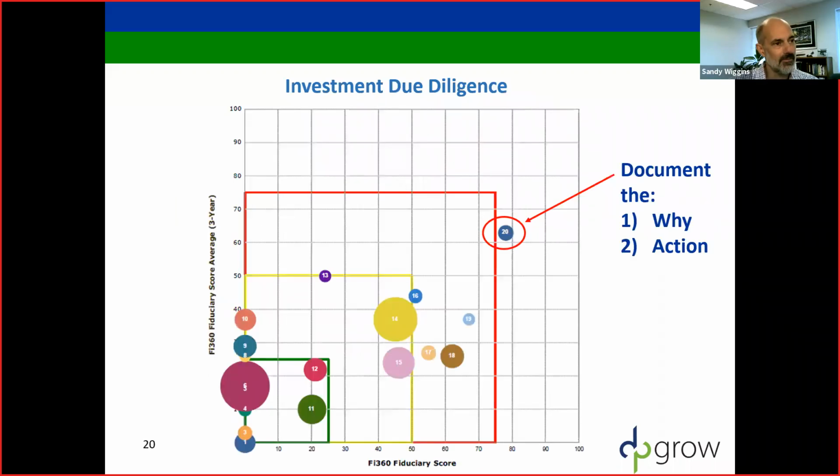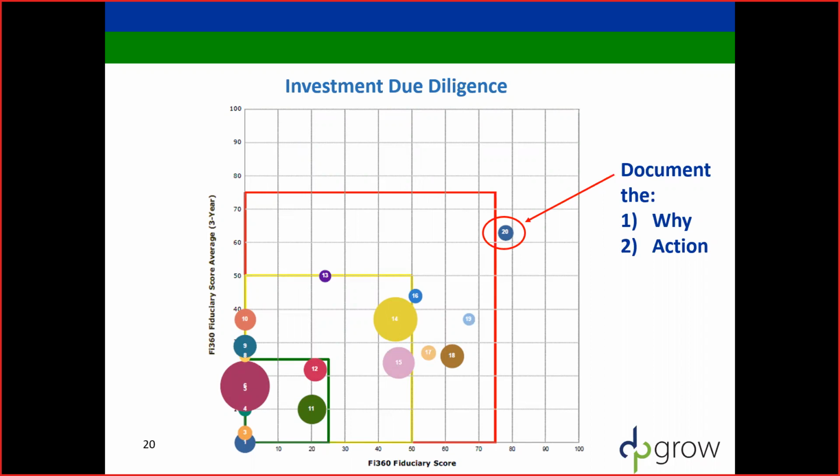Great. Here's an example of an investment due diligence report. And so we run these reports, we give them out to our plan sponsors on a quarterly basis. And this is one of many types of reports that exist out there that gives a broad picture of where our investments are performing compared to their peers in terms of rate of return and the amount of risk that we're taking to achieve that.